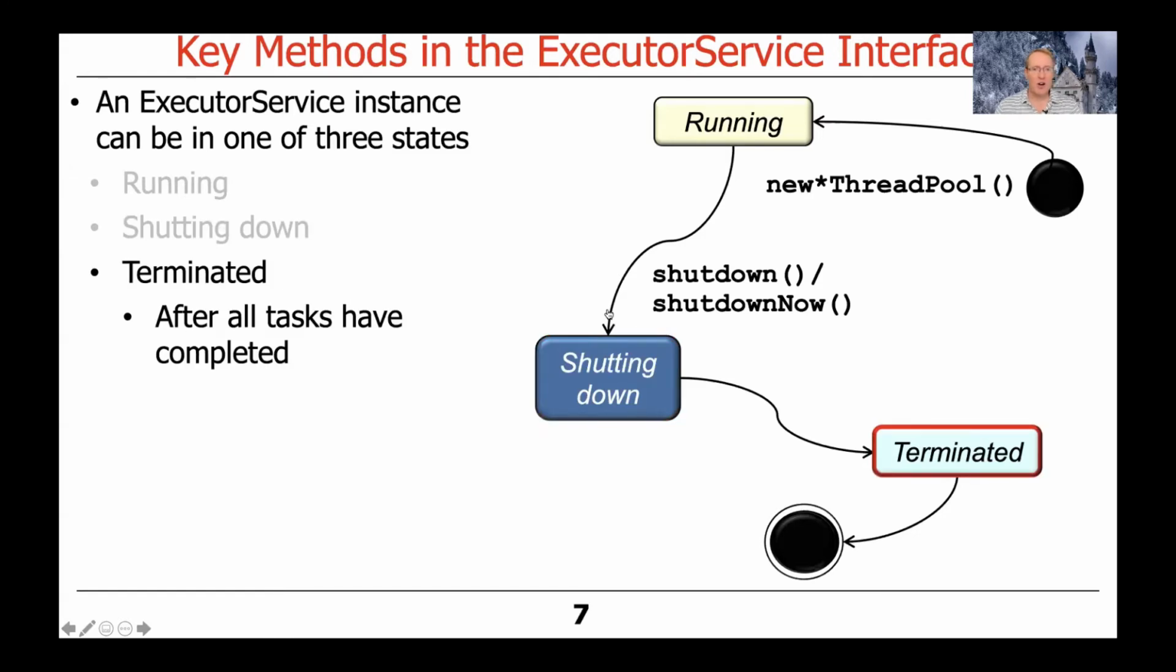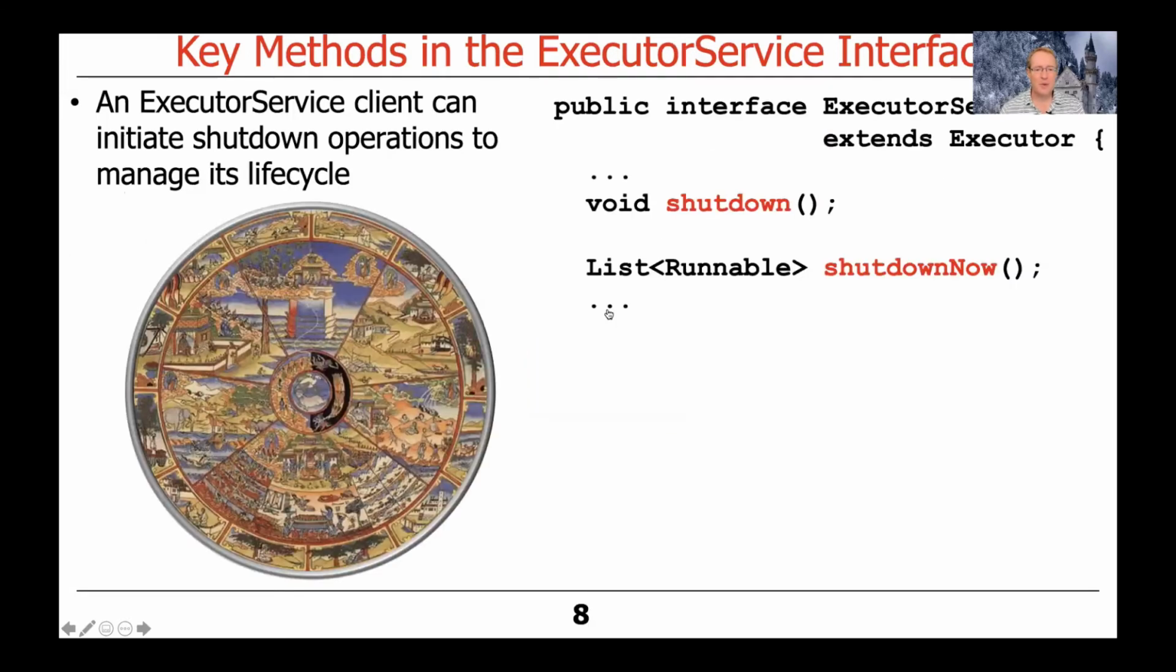And then finally, after all the tasks that were running have terminated, then the Executor Service will be in the terminated state. And it's important to know the different states and what happens when the different states are in effect, because the behavior of different method calls on the Executor Service interface will vary depending on the state it's in. So let's go ahead and talk about some of the methods that influence the state that the Executor Service can be in. We'll start first by talking about how to shut down the Executor Service.